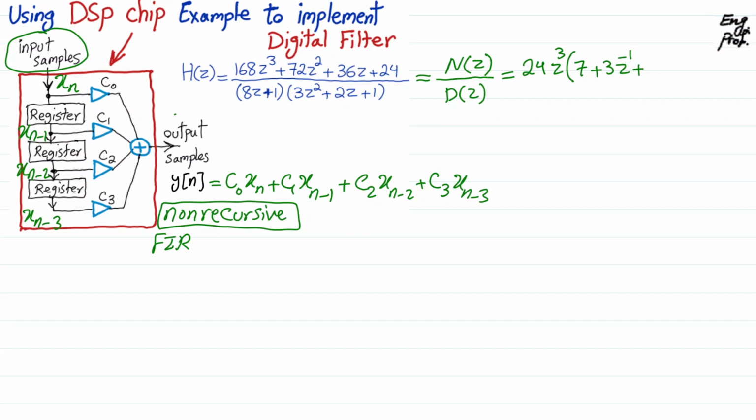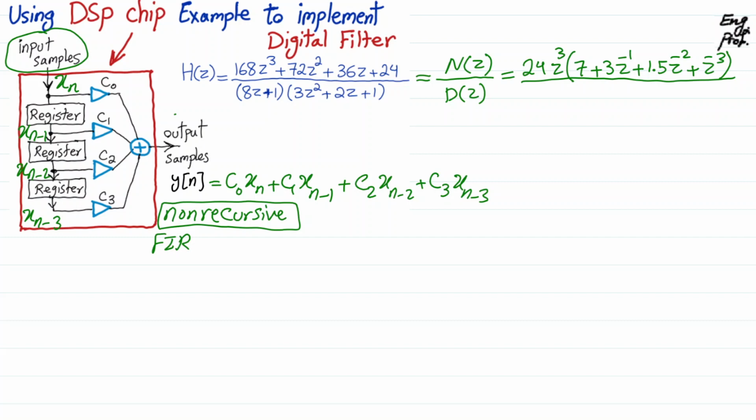You factor out 24z cubed, so you end up with 1.5 z^-2. And finally, factoring out 24z cubed, you end up with z^-3. Nice. So that's the situation for the numerator.